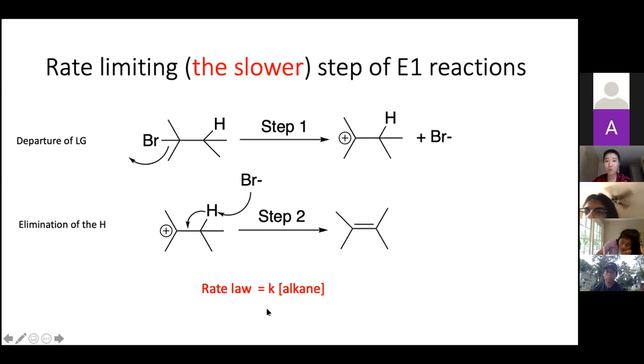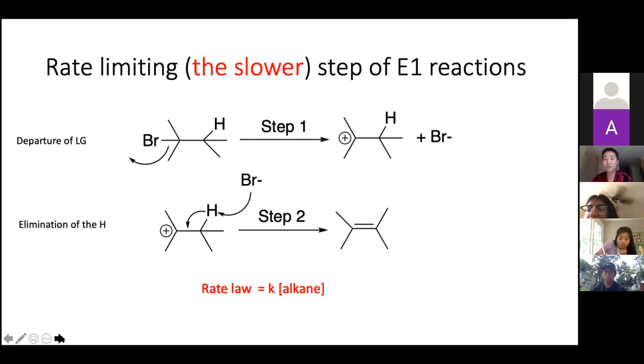The rate law would accordingly be K times the concentration of the alkane. K is the, what do you call it? Rate constant, and concentration of the alkane is self-explanatory. So any questions at this point?